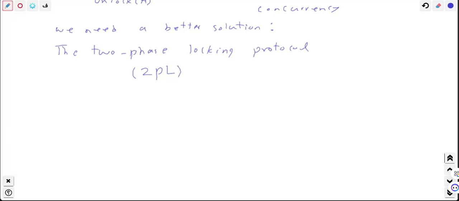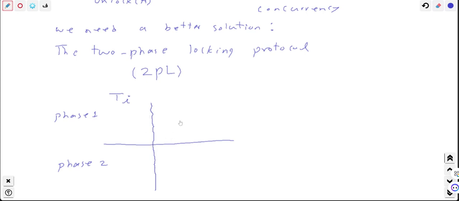The 2PL protocol says that each transaction should be divided into two parts. Suppose we have a transaction Ti. This transaction should be divided into two parts. If we draw a horizontal line, the first part is the instructions that come before this horizontal line, and the second part is the instructions of Ti that come after this horizontal line. The first part is phase 1. The second part is phase 2.